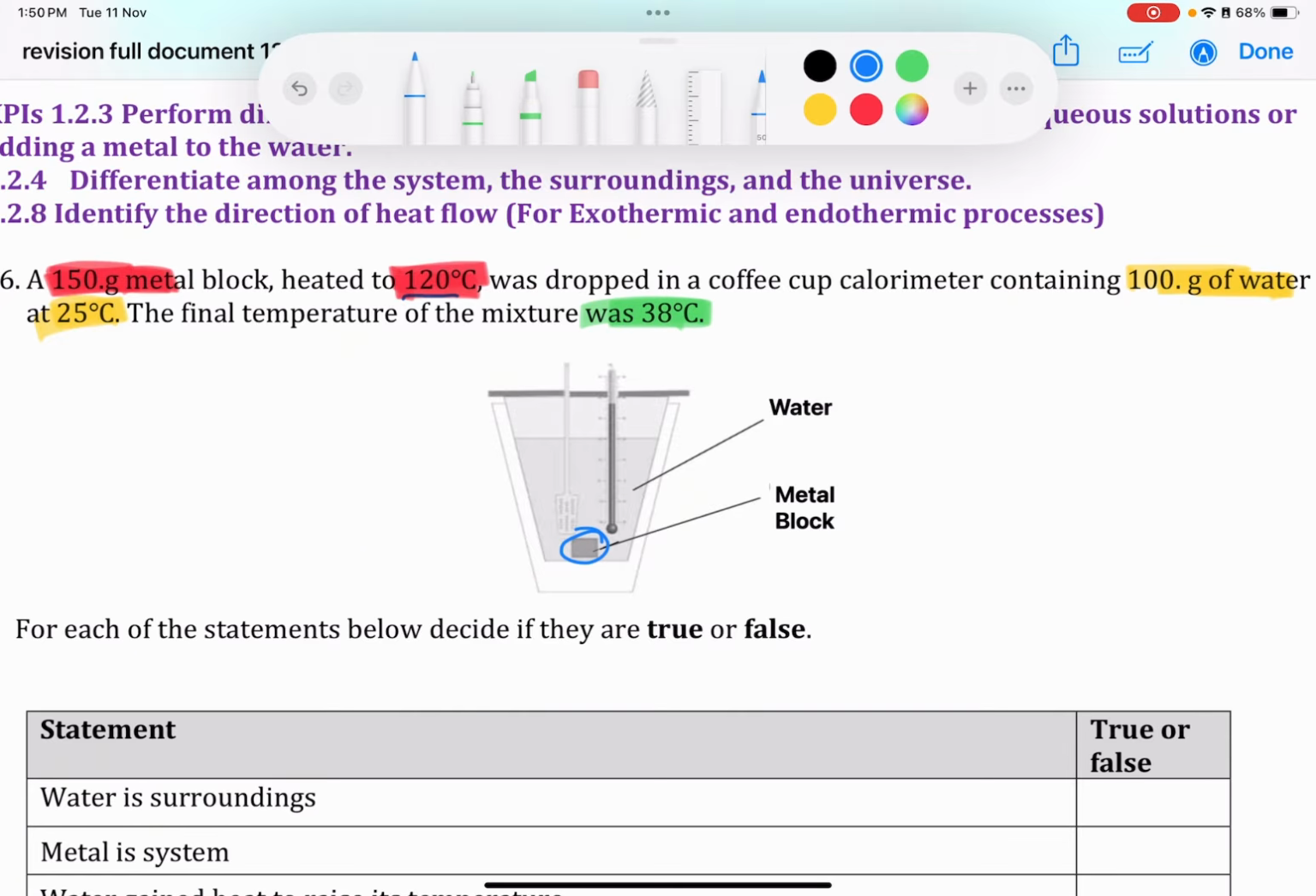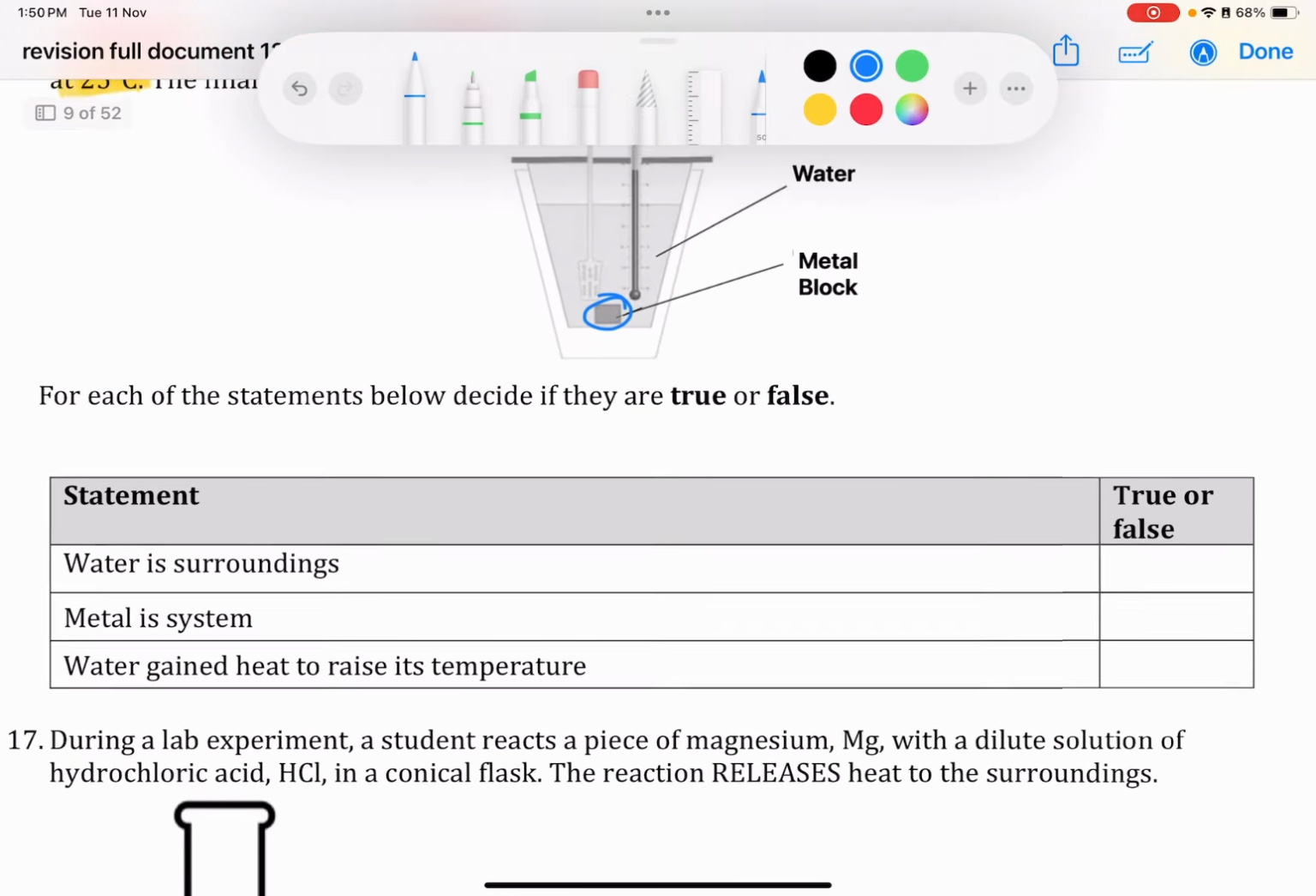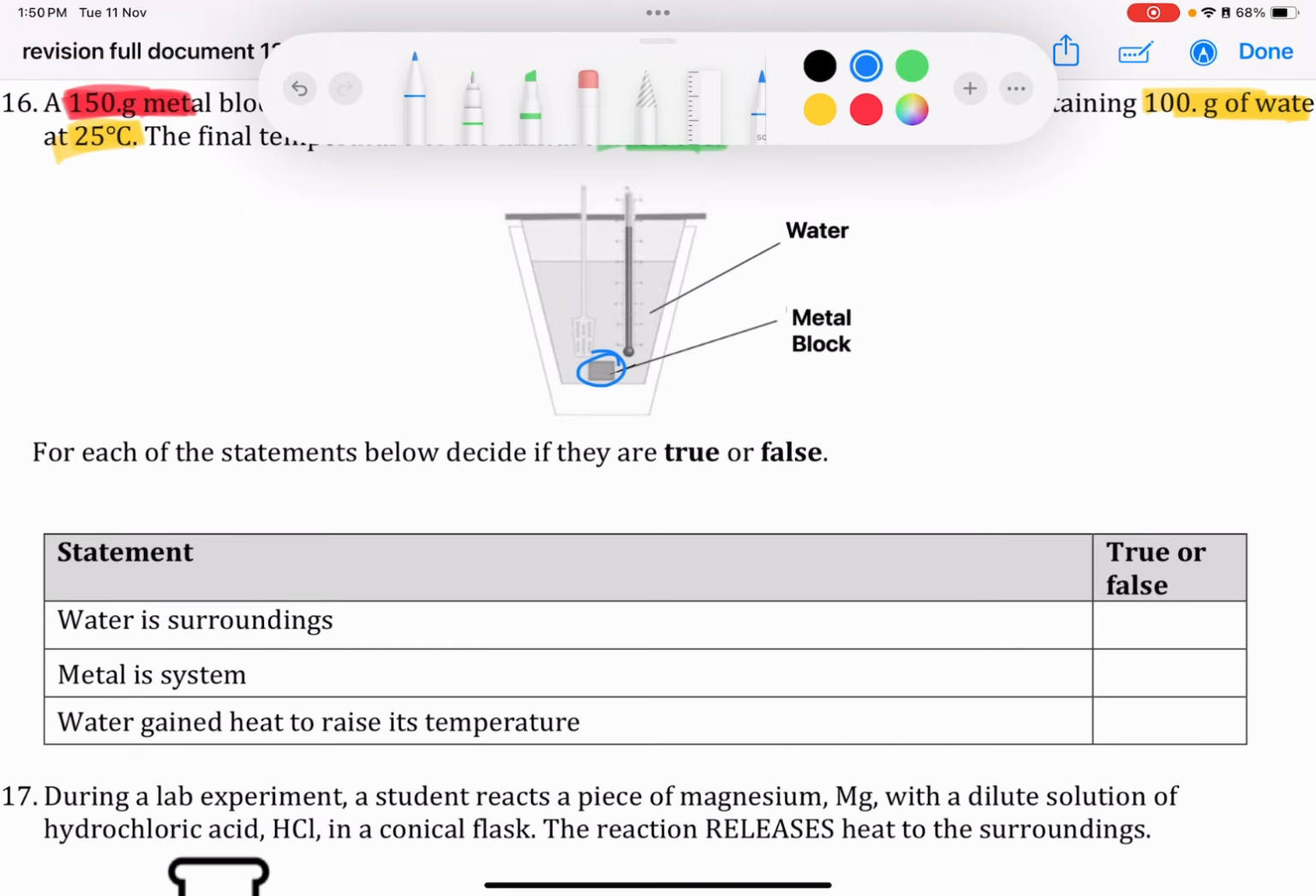Now, true or false? Water is the surrounding. Water is not the surrounding. The heat is going to flow from the metal to the water. The whole thing is a system. Water is part of that system. Metal is a system, and water is a system. Water gained heat to raise its temperature.